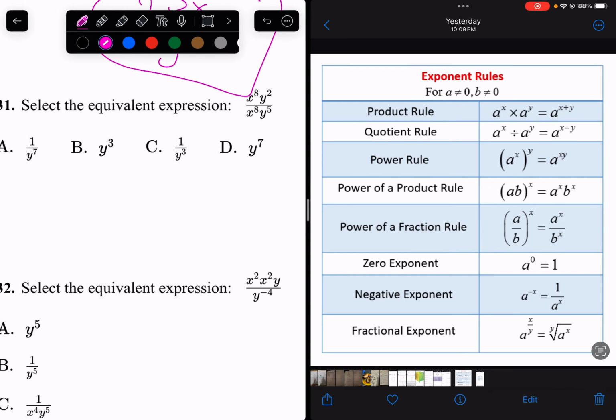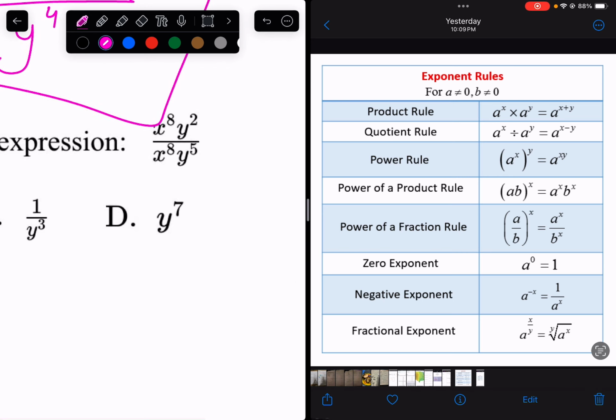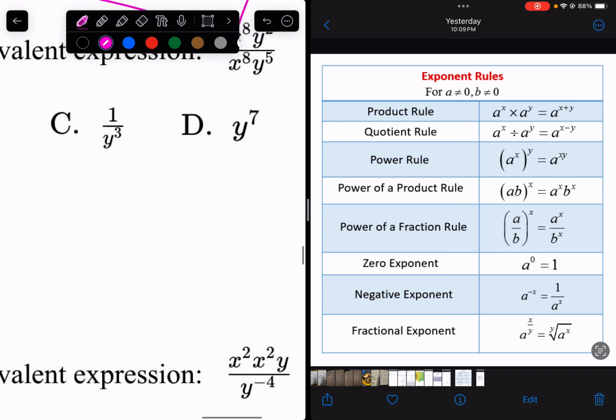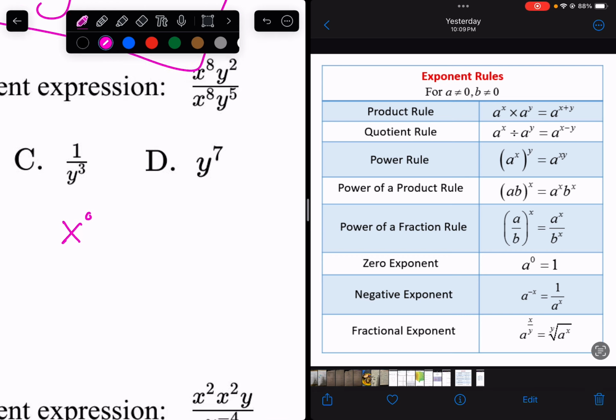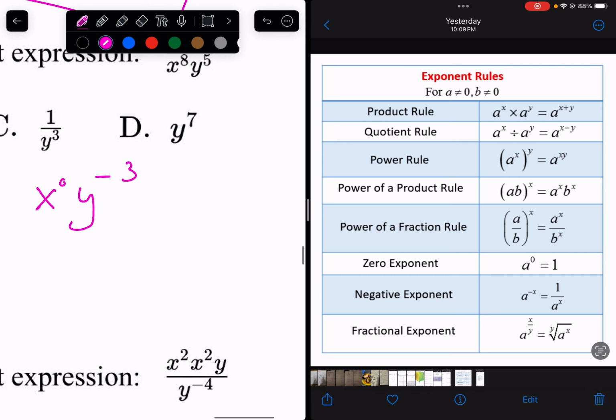Alrighty. Okay, so number 31. There's no coefficient, so there's nothing to simplify out in front. X to the 8th divided by x to the 8th is going to give us x to the power of 0. And then y squared divided by y to the 5th is going to give us y to the negative 3. All right, so x to the 0 is just 1. So really that's equal to just y to the negative 3.